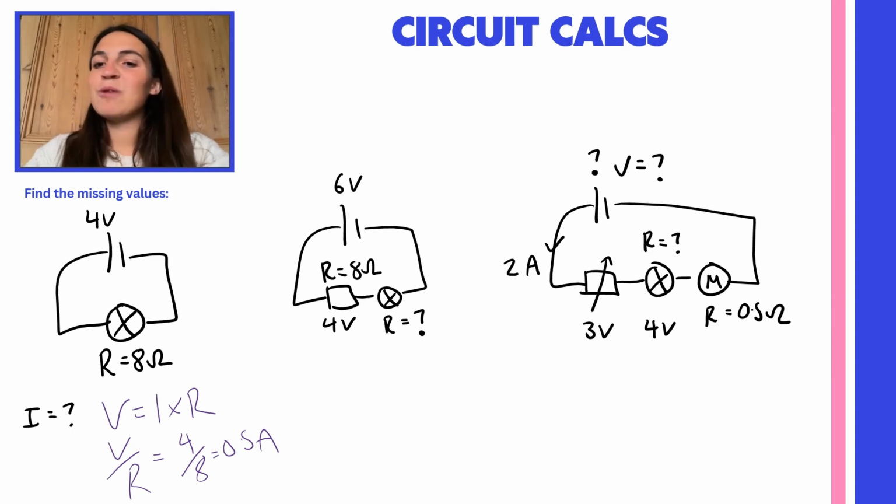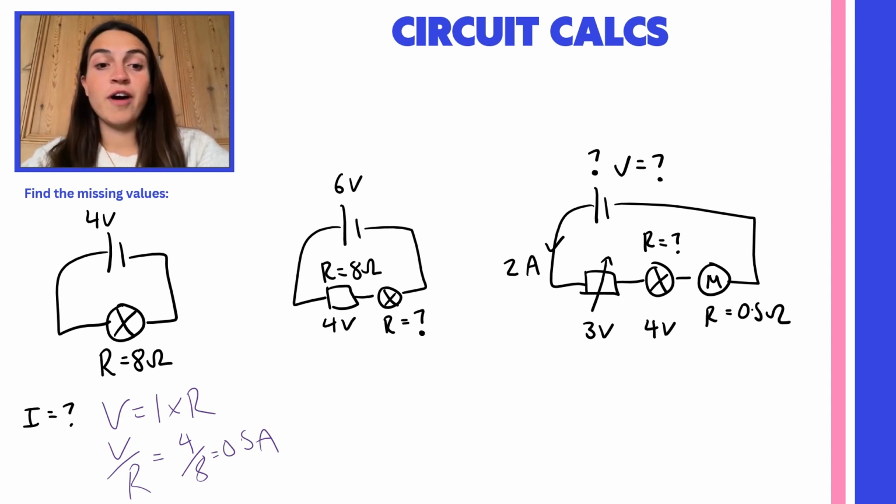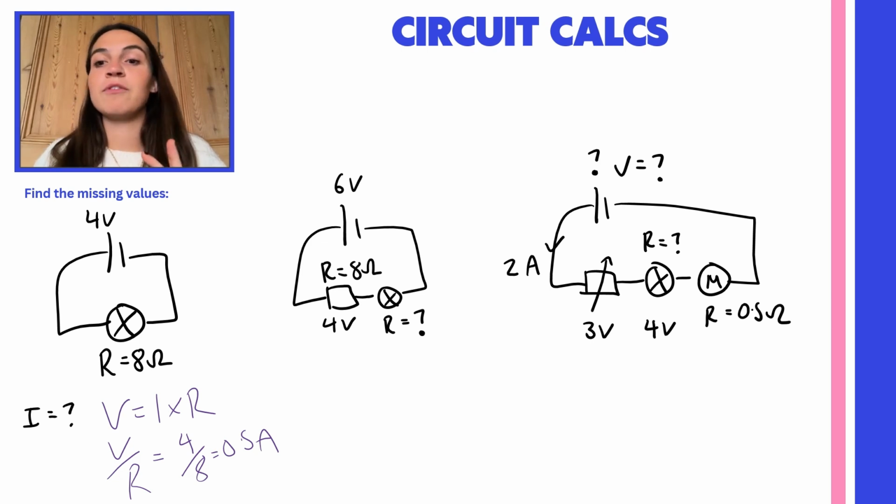Okay, in my next picture here, I'm trying to find the resistance of my bulb. I'm a bit limited with the information I have so far about my bulb. I don't know what the voltage is over my bulb. I don't know what the current is through my bulb. So I'm a bit stuck at the minute. What I'm going to do is look at the rest of the circuit, see what information they've given me, and see what I can figure out.